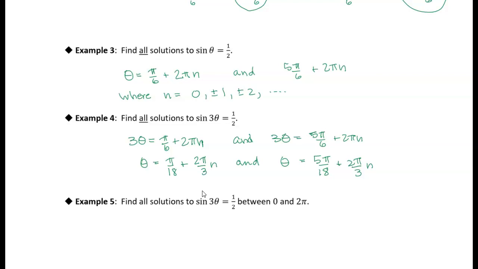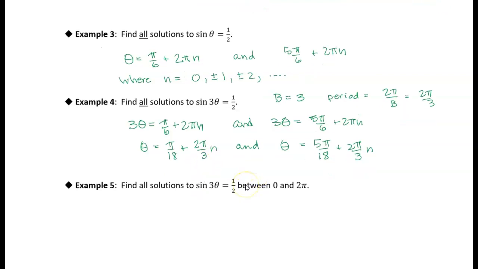And you can see now I'm adding 2/3 pi. And it makes sense because the period of sine 3 theta is 2 pi over 3, right? So in this case, our b is equal to 3, and the period is equal to 2 pi over b, which is just going to be 2 pi over 3. So to add another period, we have to add 2 pi over 3 instead of 2 pi, because this function, sine of 3 theta, has a period of 2 pi over 3. Okay?